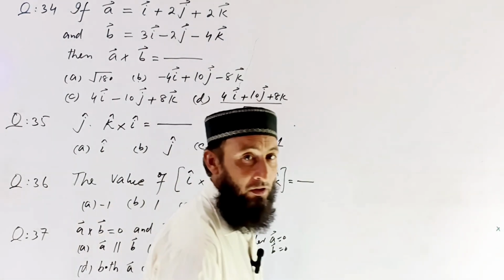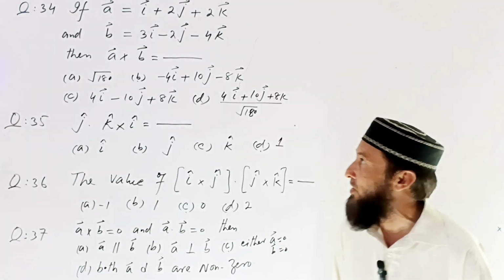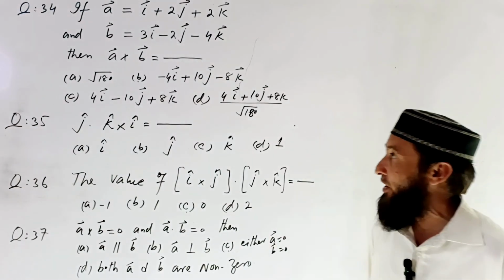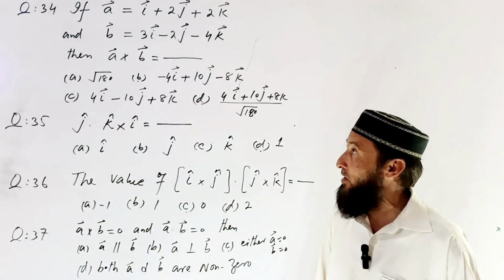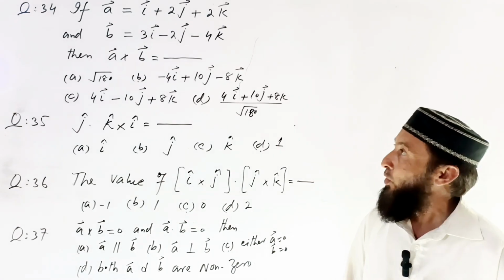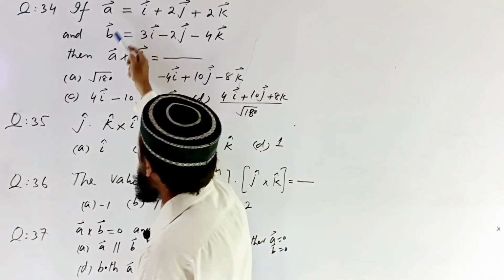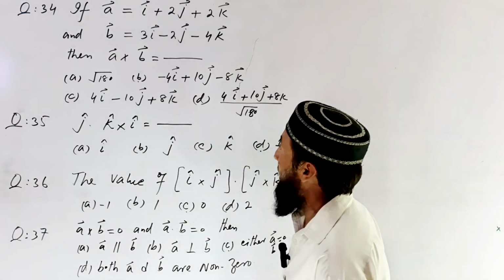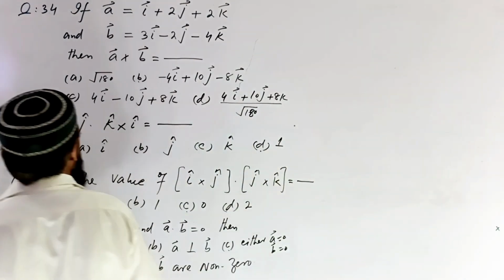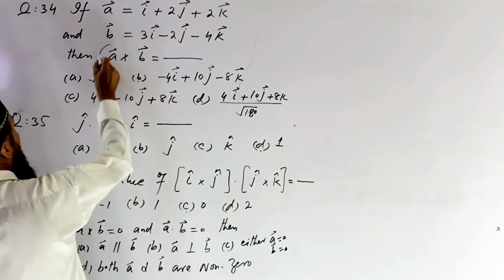Today, our topic is MCQs, multiple choice questions on the topic of vectors. We are proceeding through these topics step by step. Question number 34: if vector A and vector B are given, how do we calculate A cross B?